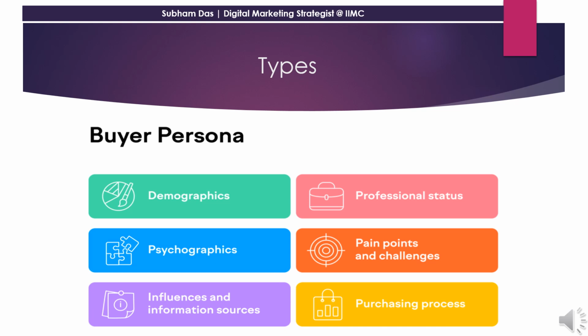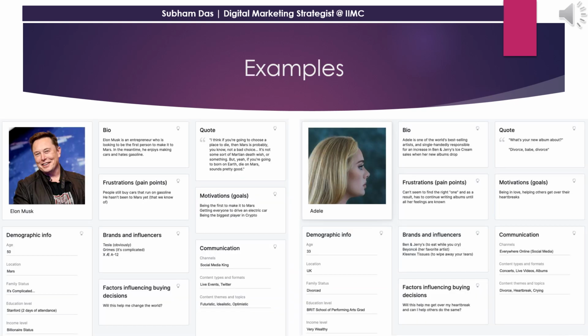A good buyer persona should have these elements, that is demographic, psychographic, influence, purchasing process, pain points, and professional status. All these elements must go into a perfect buyer persona. Here are some examples of a perfect buyer persona.